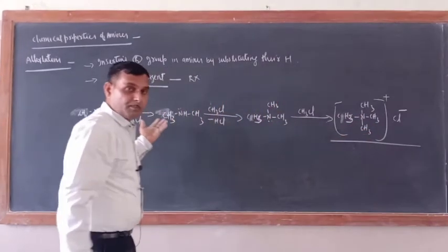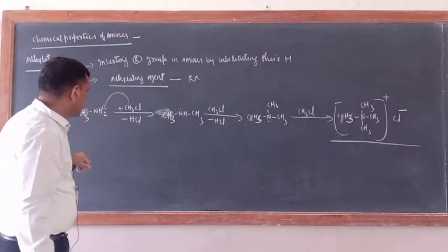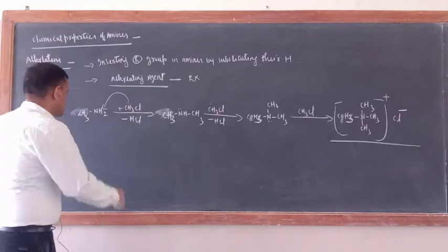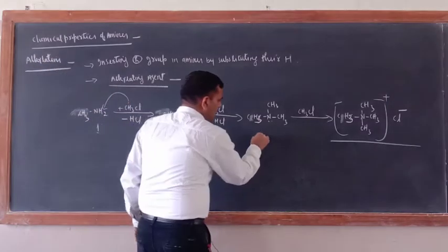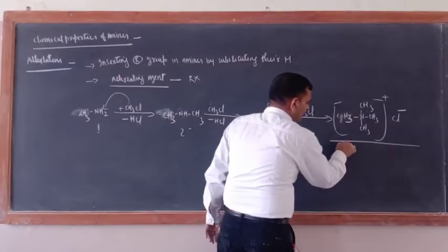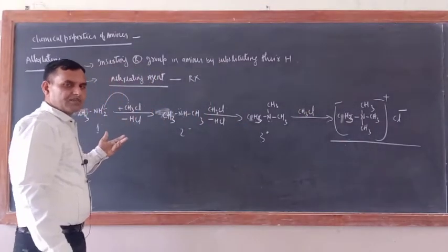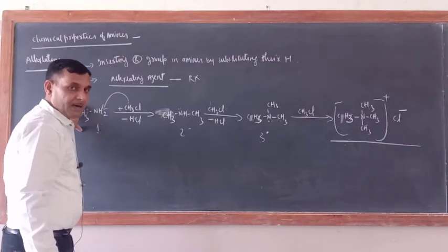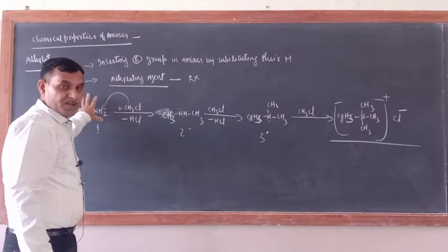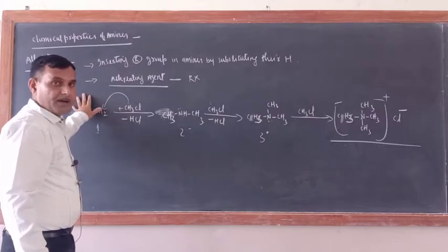So is this an example of alkylation or not? This is an example of alkylation. And what are you getting? Just see. You started with a 1 degree amine. You are getting 2 degree amine, 3 degree amines, and you are getting a quaternary ammonium salt. So when are you getting this? When alkyl halide reacts with 1 degree amines. So this will come under the chemical property of amines.